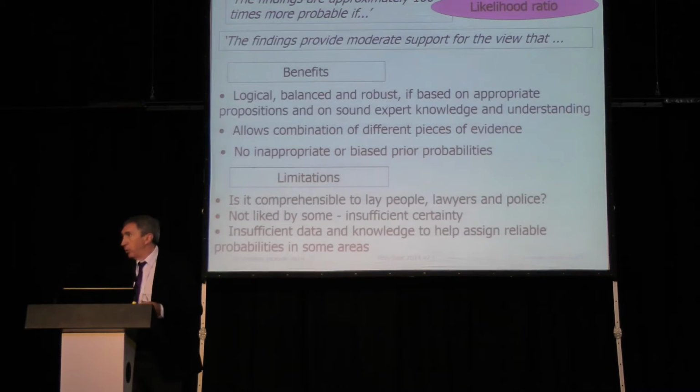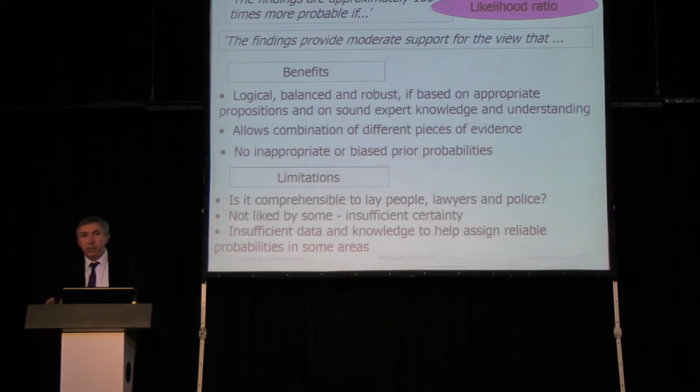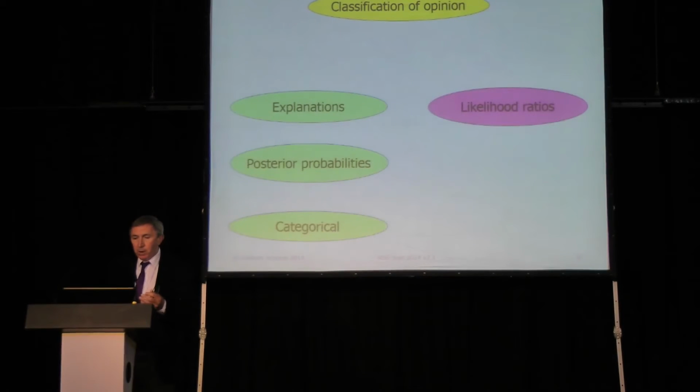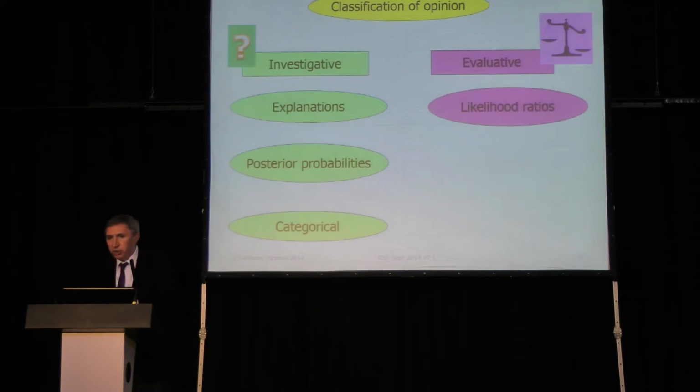The limitations, and Paul's mentioned them, are about comprehensibility, since this is what we should be presenting to the fact finders. And there's also a big issue from a scientific point of view about whether we have sufficient data, knowledge and understanding of the evidence type upon which to base reliable conditional probabilities for our evidence.